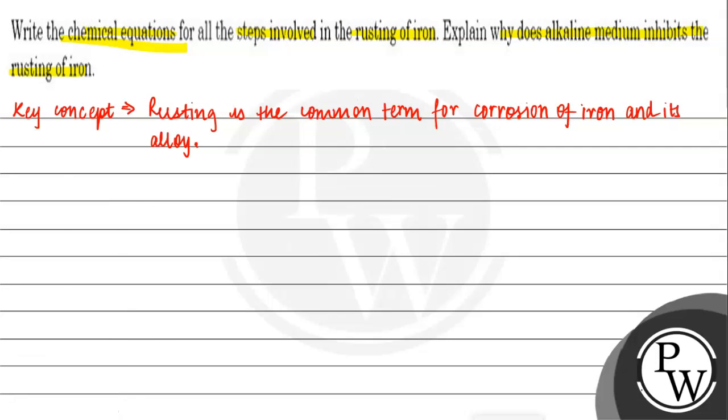तो हम क्वेश्चन में आगे मूव करते हैं. The overall rusting involves the following steps. पहले हम एनोड में देख लेते हैं क्या होता है. At anode.